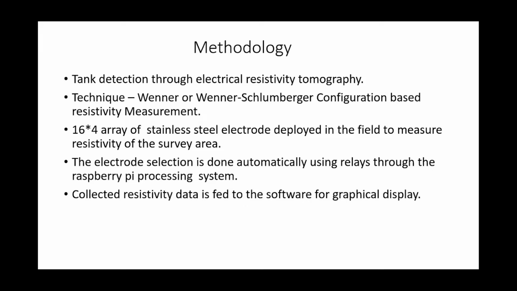5. The electrode selection is done automatically using relays through the program of the processing system. 6. The calibration, data interpretation and display is done using Raspberry Pi processing system. 7. Graphically display each survey line.